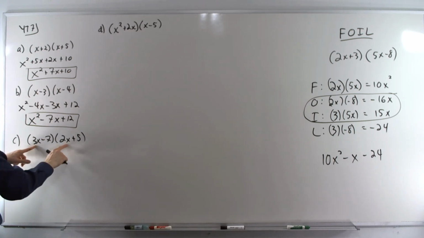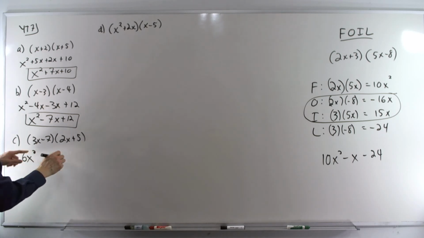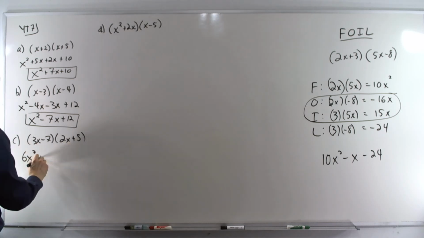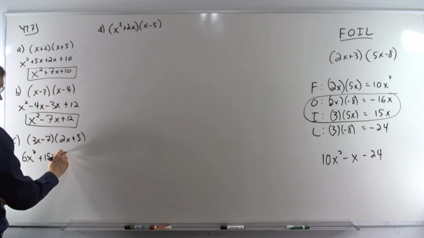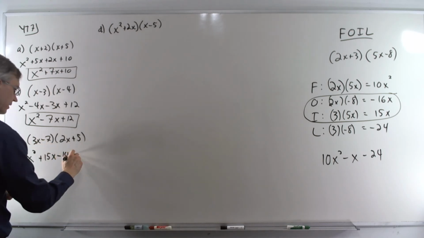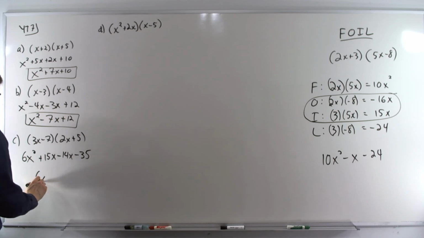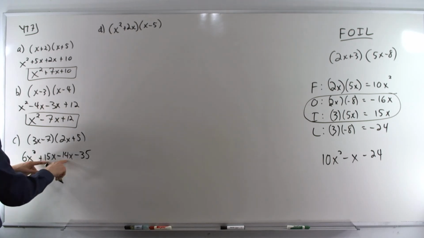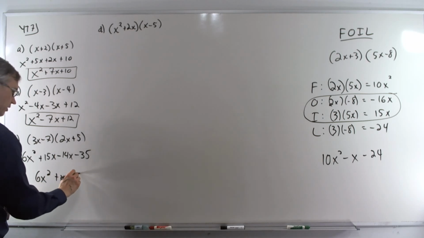C, 3x times 2x, that is 6x squared. Outside, plus 15x. Inside, minus 14x. Last, negative 7 times 5 is negative 35. Combining the two middle terms, we get 6x squared plus x minus 35.